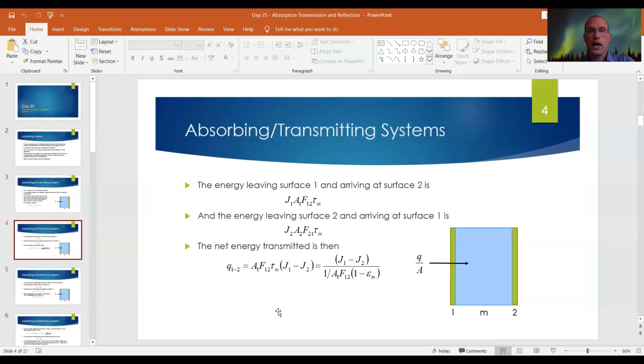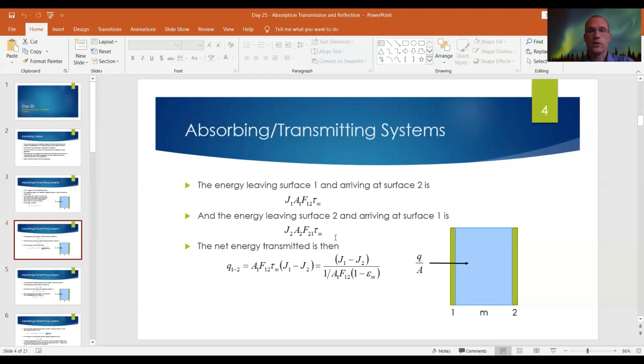Just like we did before, I have some energy that's going to leave surface 1 and arrive at surface 2. That's going to be J1, all my energy leaving object 1. To actually make it to object 2, I need the view factor, A1 F12. That's the fraction of that energy J1 that hits object 2. And then I only need the part that gets transmitted, because some of this energy is going to be absorbed into the medium. The rest of it is going to be transmitted. So the transmitted part gets to surface 2. This is my total energy leaving surface 1 and getting to surface 2.